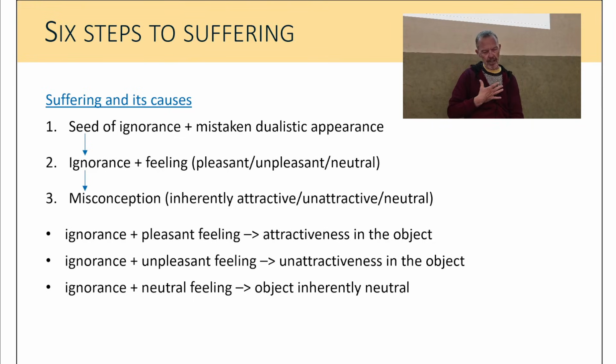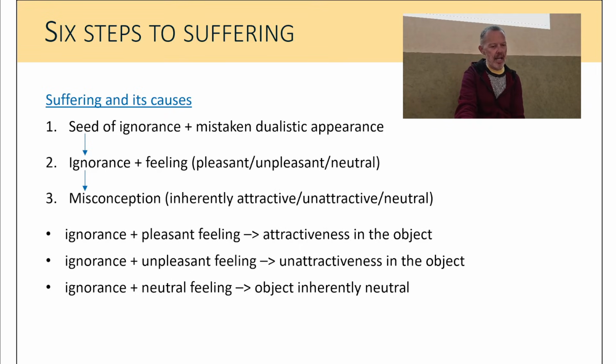Or if I'm having an unpleasant experience when I see this cup, together with the belief that that cup exists there objectively, we'll naturally assume there must be some unattractive quality there that's causing my unpleasant experience. So we'll see it as inherently or objectively unattractive. Or if it's a neutral experience, inherently neutral. So that's step 3. And of course, what Buddhism is saying is nothing is objectively attractive, unattractive, or neutral. So this is actually a misconception. So now we got to step 3.